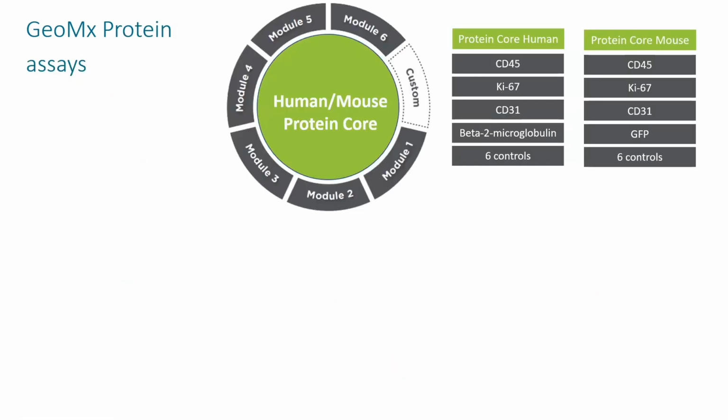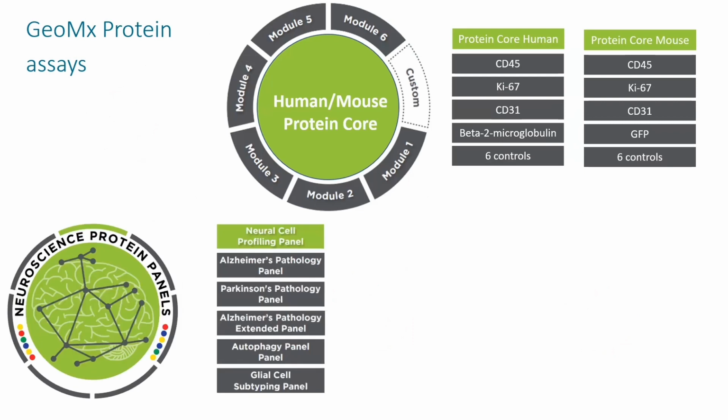The way the protein setup works is that it is available for both mouse and human. So you have to have this protein core that contains CD45, Ki67, CD31, and then for mouse GFP and for human beta2 microglobulin, along with some controls, both positive and negative. And then you can add to this protein core with modules. And these modules are basically divided into 2 main topics.